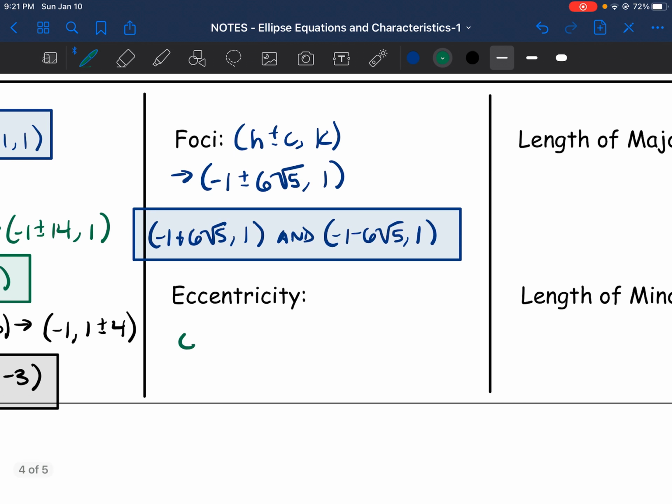All right, eccentricity. C term divided by the A term. We found the C term was 6 square root of 5. A term is 14. Notice the numbers on the outside, pretty much the numbers not underneath the square roots. 6 and 14 can both be reduced by a factor of 2, so we get 3 and 7. So this is really 3 square root of 5 over 7, which if we simplify that, is about 0.958.